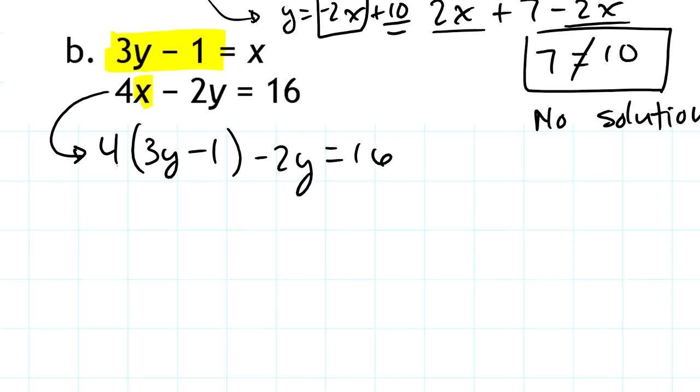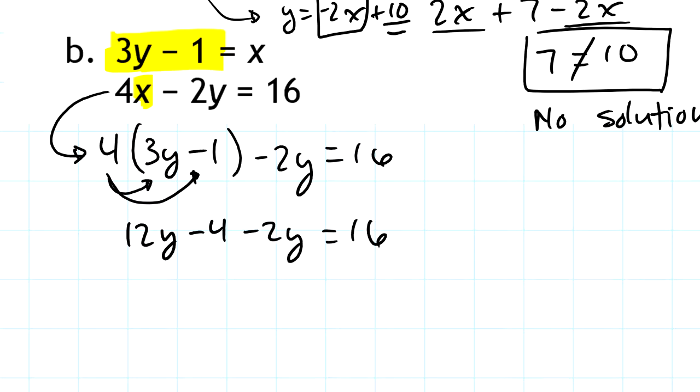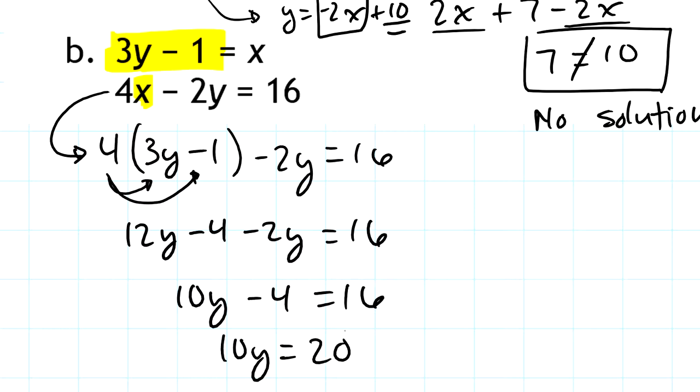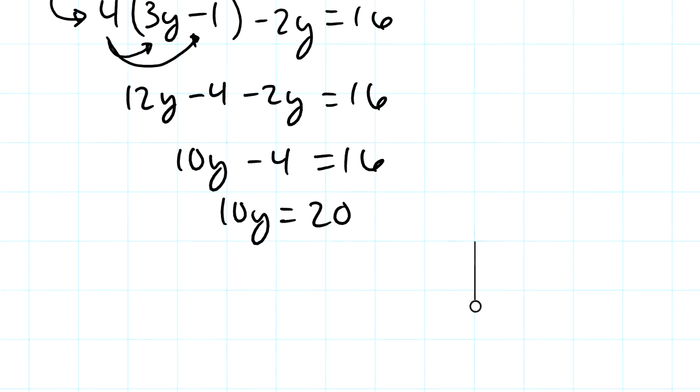So let's go ahead and push through this factor of 4 to each of these terms. When I do that, I get 12y minus 4, and then minus 2y, and that equals 16. 12y minus 2y is 10y minus 4 equals 16. If I add 4 to both sides, we have that 10y equals 20. And then finally, if I divide both sides by 10, we get that y is the number 2.